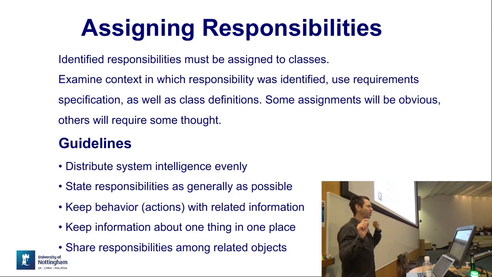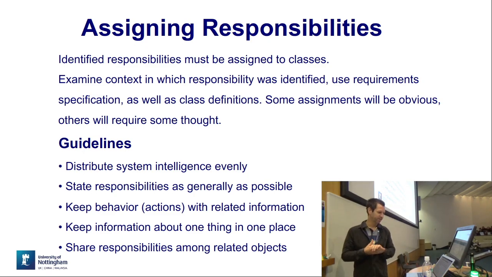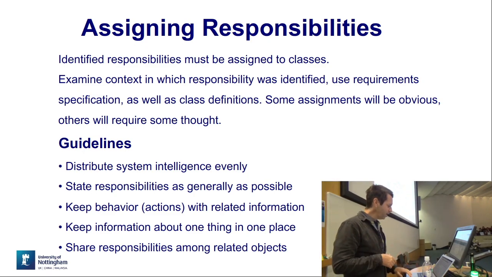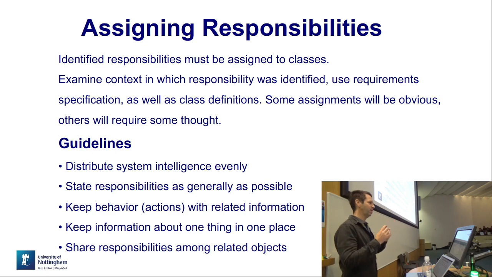So if you imagine you have information about something in two places, it's probably going to become inconsistent, right? So we want to avoid that. And keep behavior with related information. I mean, this is the core concept behind objects. What defines an object, right? Its behavior and the data it needs associated with that behavior, right?